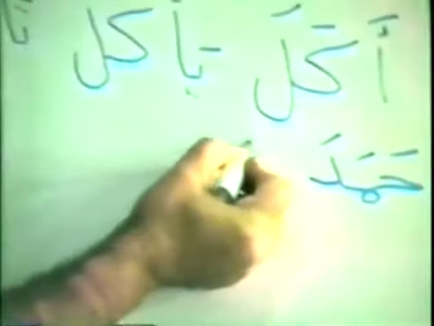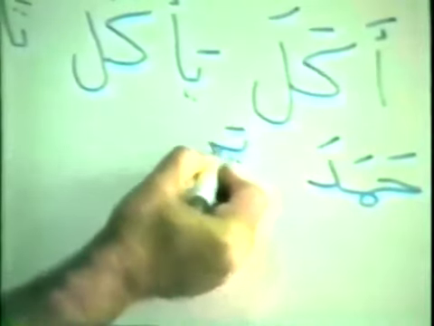How about another word? Hamada means to praise. Ha-ma-da. Now, he praises would be yahmadu. There is ya, there is ha, yahmadu. You praise or she praises would be tahmadu. Here is ta, ha, tahmadu.